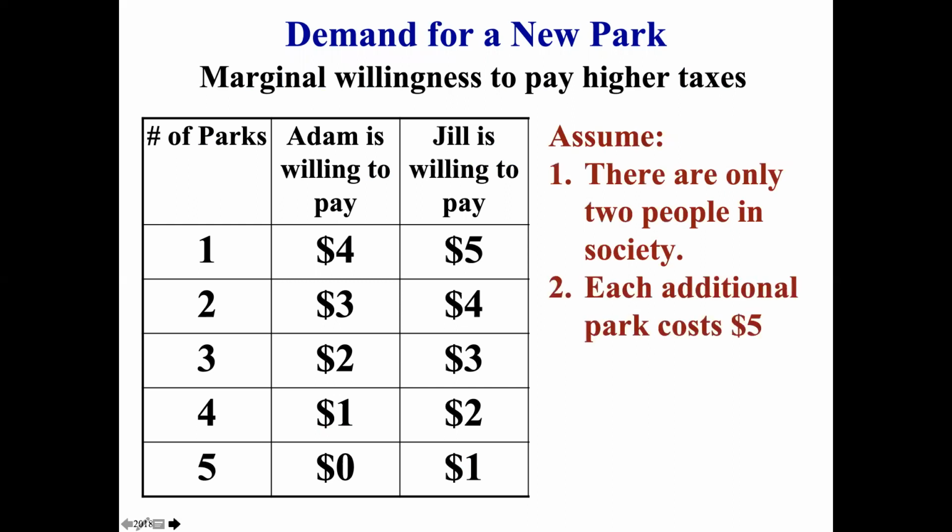So just assume that there are only 2 people in the society. Assume that each park costs $5. Given that, then go ahead and pause the video and I want you to do an analysis. What is the optimum number of parks that should be created by the society?